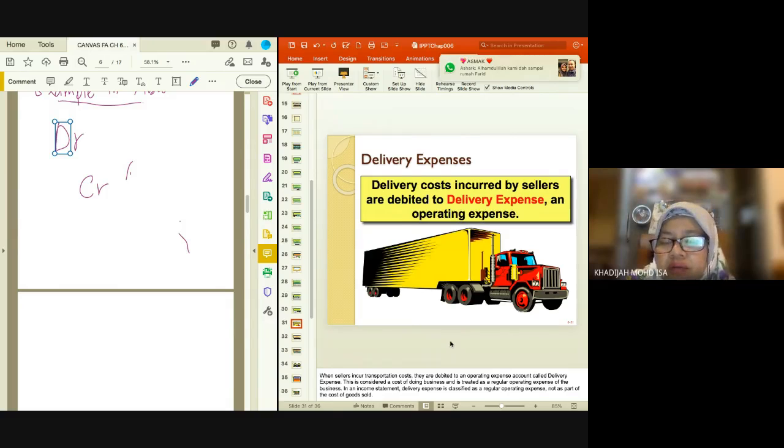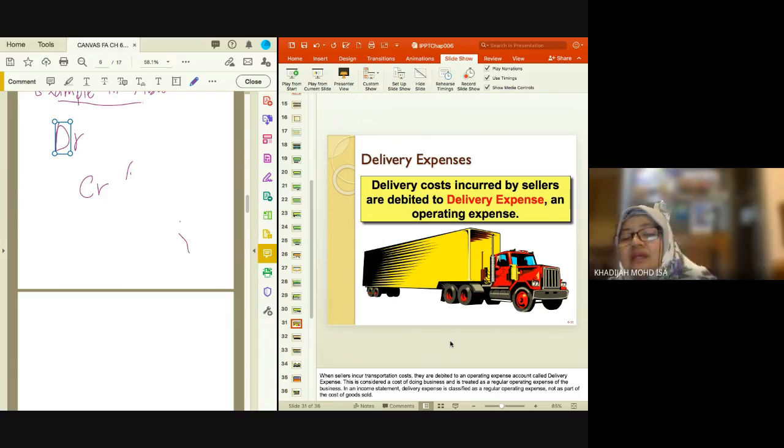Delivery expenses. All right, delivery expenses incurred by the seller are debited to delivery expense. So for example, if you are the company and you make sales, on top of that you have to pay for delivery. Now everything is online, and you have to use Foodpanda to deliver. In that case, if the delivery cost is on you, then you have to debit that into delivery expense, which becomes your operating expense. But I think that now with online, Foodpanda, Grab, who actually bears the delivery expenses?